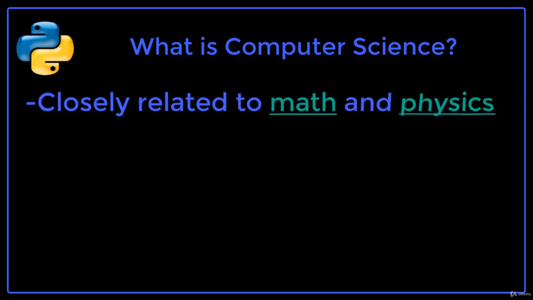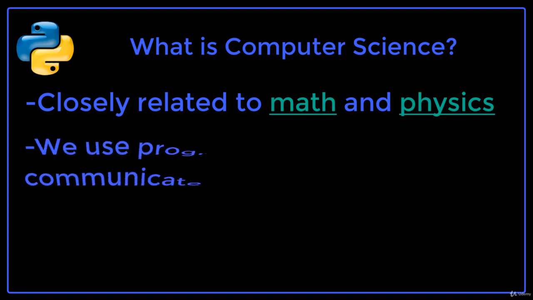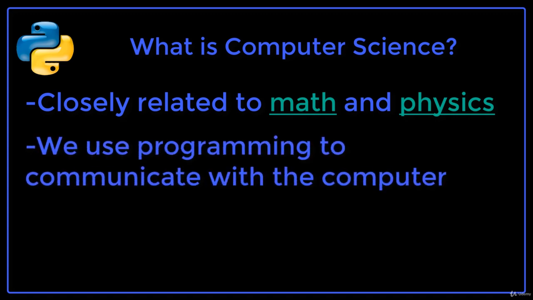Computer science shares ties to its cousin subjects, math and physics, and often people interested in computer science are also passionate about math, physics, or both. In order to study computer science, you need to be able to communicate with the computer. We do this by programming.